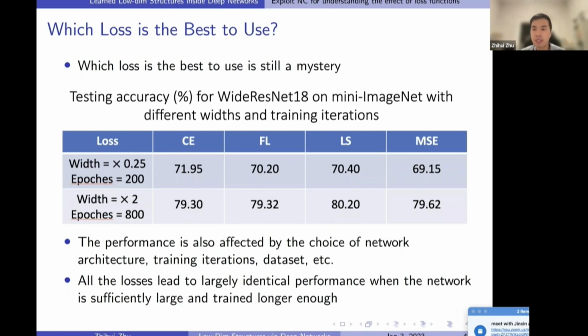What we can observe is that in the first row, cross entropy loss is better than MSE, actually two points better. If we look at the second row, by increasing the network width, they all achieve performance increases, and they achieve similar performance. The gap becomes much smaller among different loss functions. This implies that all these losses will lead to largely identical performance when the network is large and the training is long enough.